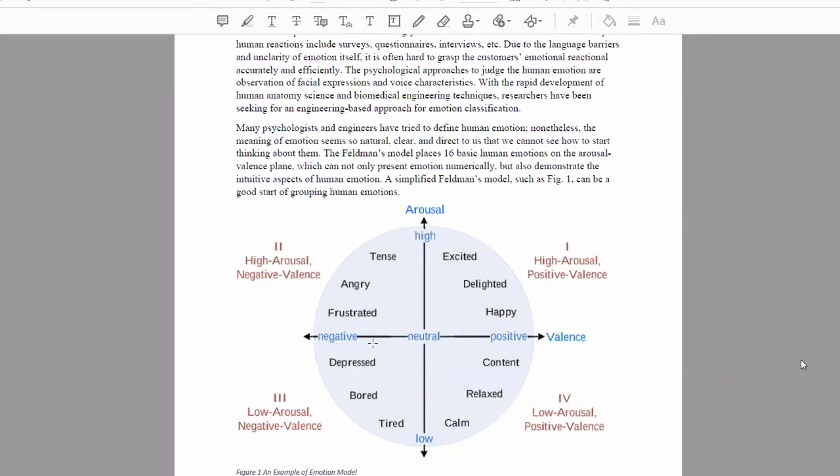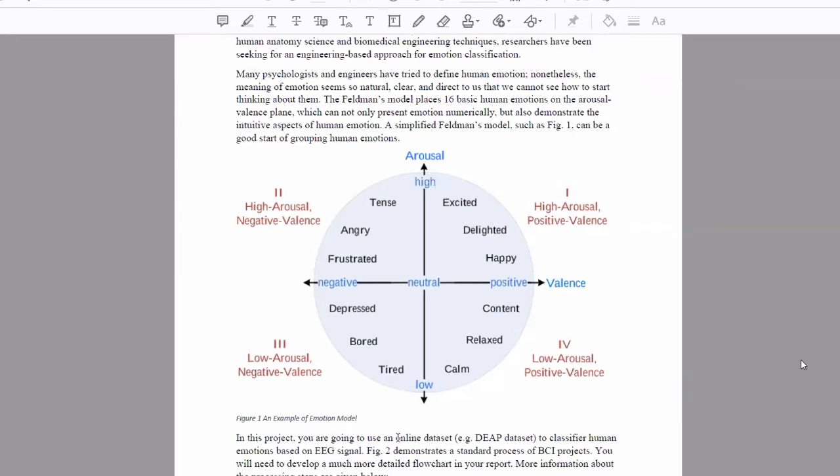When you go to negative, it's your negative emotions, like depressed and frustrated. High arousal means you're more intense and more excited, and the lower ones mean that you're tired, you're calm, and so on. So in this format, we can give all the emotions a number to represent them.